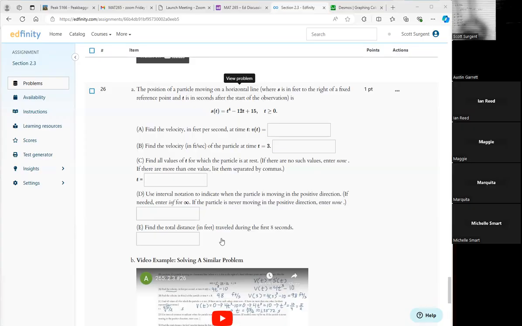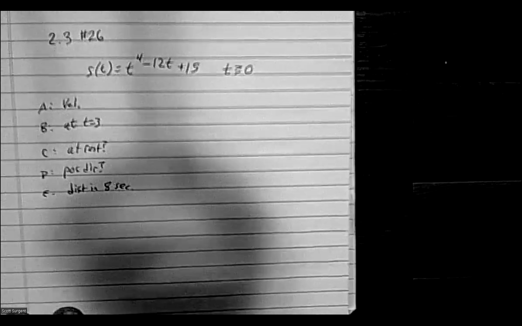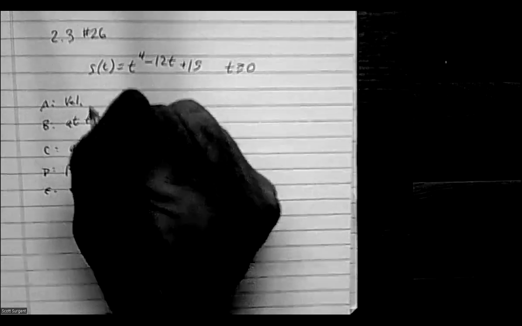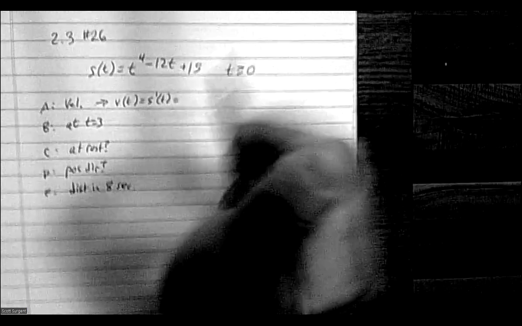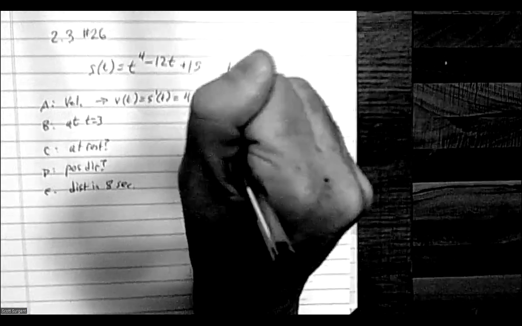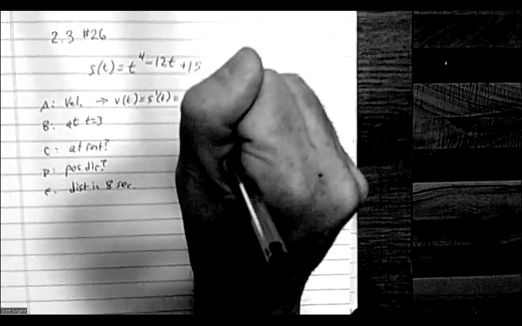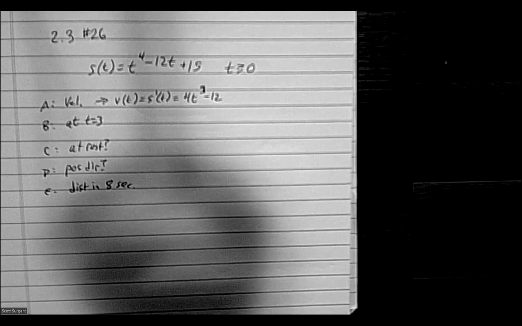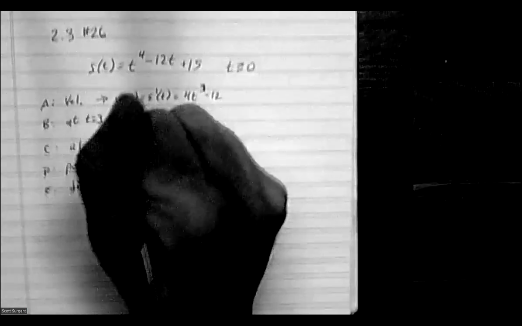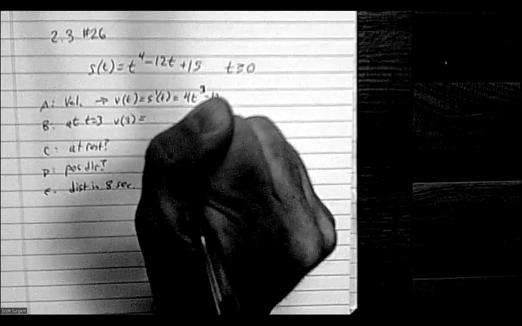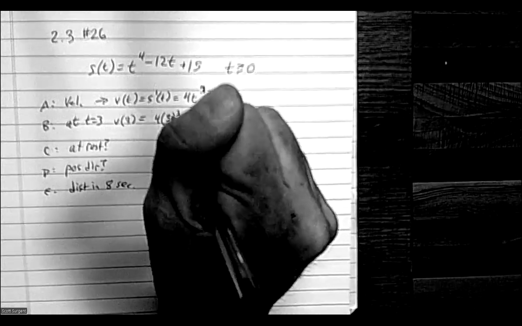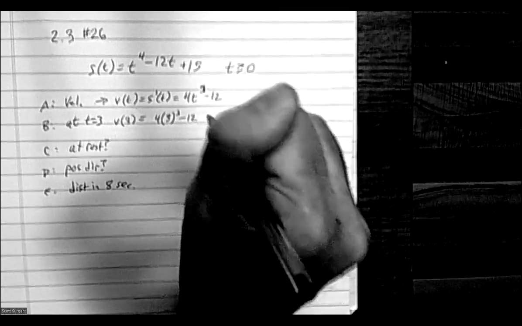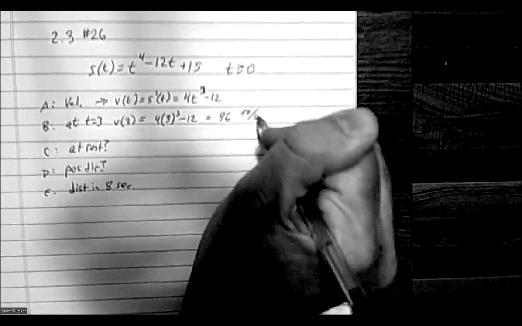All right, let's back out of that. So I just wrote some notes to myself. It's not very fancy. The velocity function will just be the derivative of the position function. So 4t cubed, take away 12, and then that's it. I know that part E is the tricky one. Let's do it at 3. You just pop in a 3, you get 4 times 3 cubed, take away 12. That's 27, that's 108, take away 12 is 96. That would be feet per second.